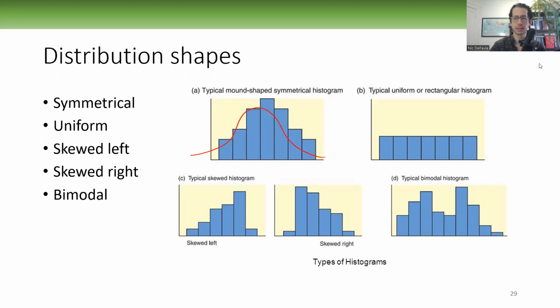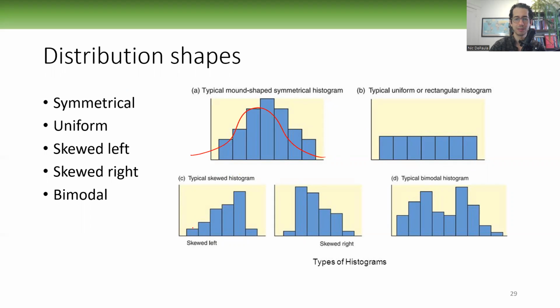The uniform distribution looks something like this. All the values of whatever you're measuring, remember what you're measuring is usually on the x-axis, and on the y-axis the frequency. So all the values have the same frequency.